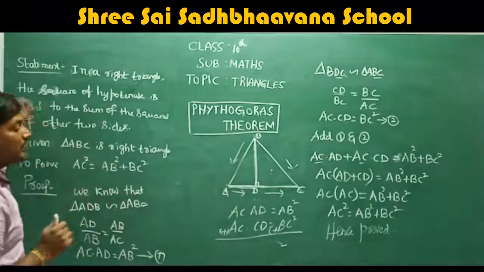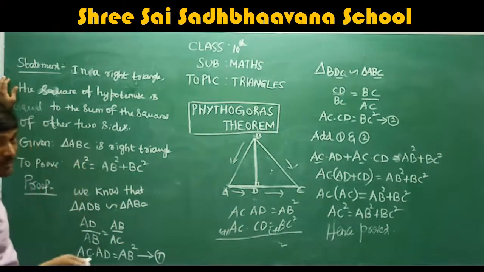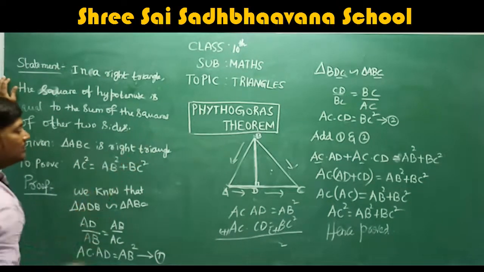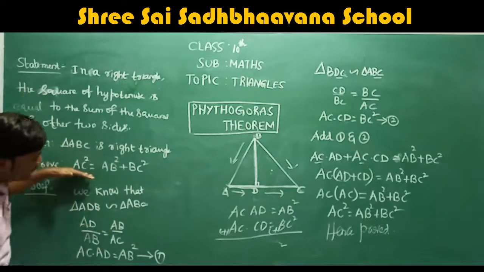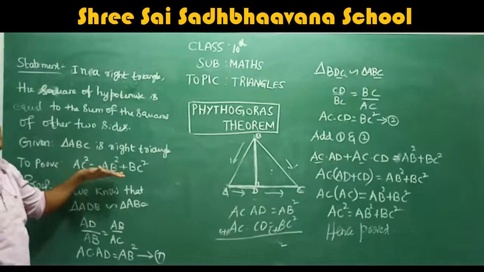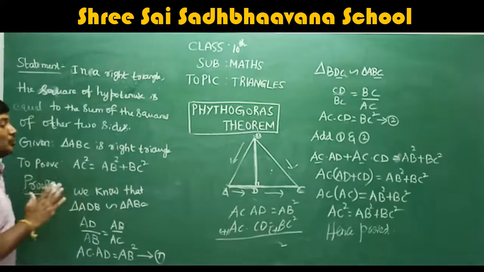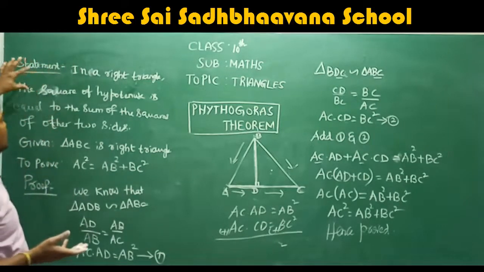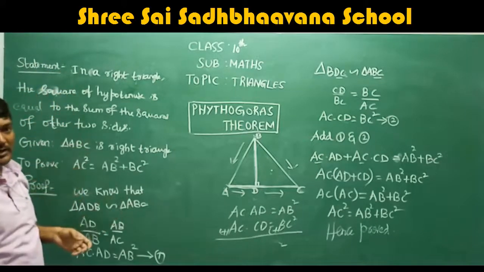So according to the Pythagoras theorem, AC square, meaning hypotenuse square, is equal to the sum of the squares of the other two sides. The other two sides are AB and BC. So AC square is equal to AB square plus BC square. Students usually make a mistake, what I observe usually: in a right triangle, they write the square of hypotenuse is equal to the squares of the other two sides.